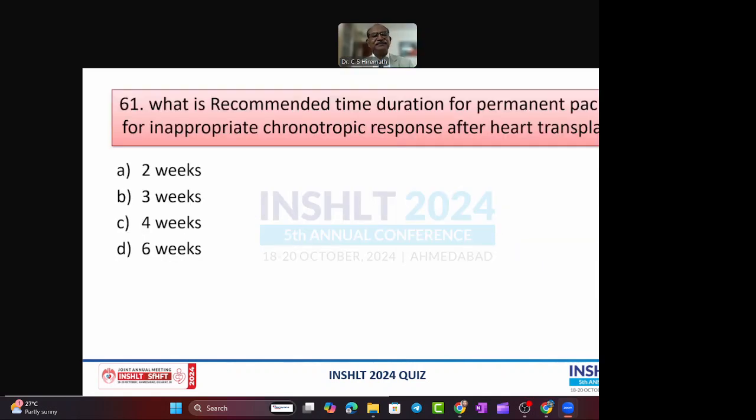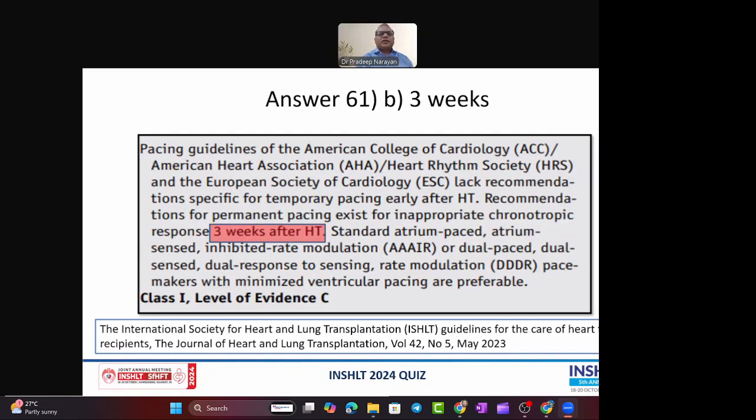Next slide, please. What is the recommended time duration for permanent pacing for inappropriate chronotropic response after heart transplant? So the guidelines say it's 3 weeks after heart transplant. And that is, I think, all we have to remember. I don't know the science behind why 3 weeks, but this is what the guidelines say. Next slide, please.